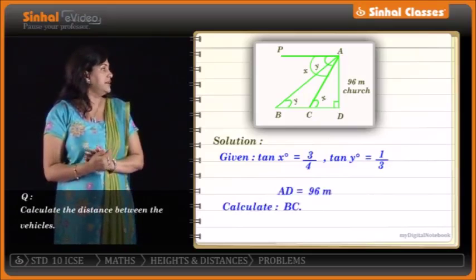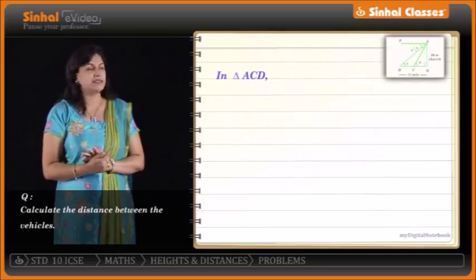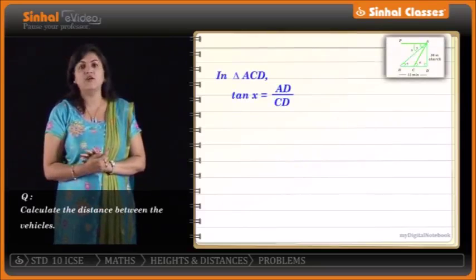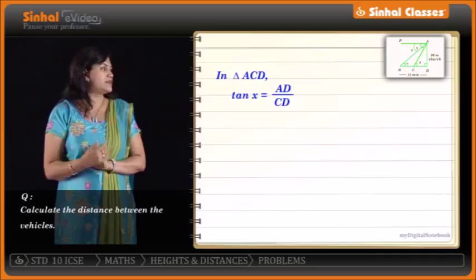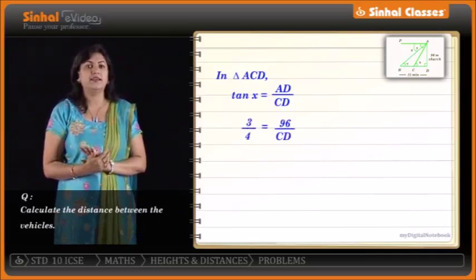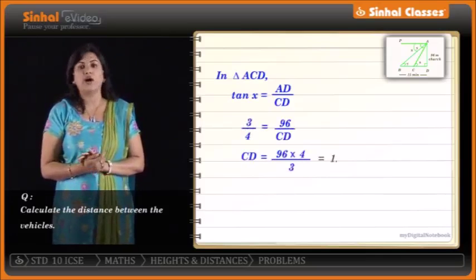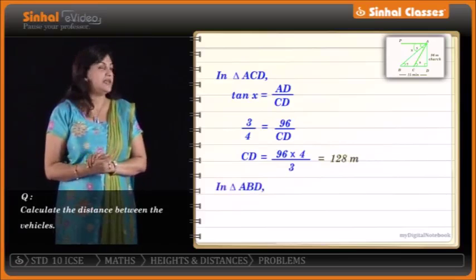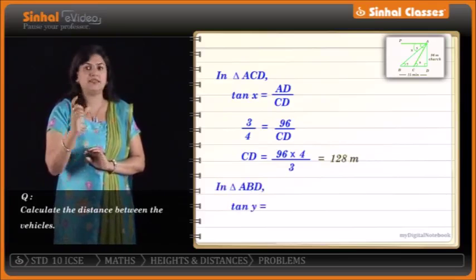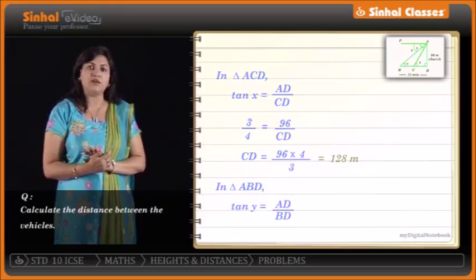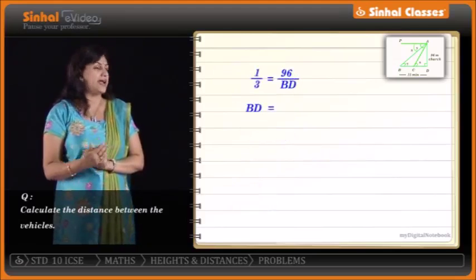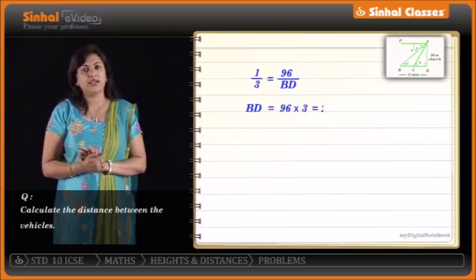So we take triangle ACD. Tan x is equal to AD upon CD, but tan x is given as 3/4. So we have 3/4 equals 96 upon CD. That is, CD is equal to 96 into 4/3, which gives us 128 meters. Now we take the second triangle ABD. Tan y is equal to AD upon BD. That is, 1/3 is equal to 96 upon BD. So BD is equal to 96 into 3, that is 288 meters.